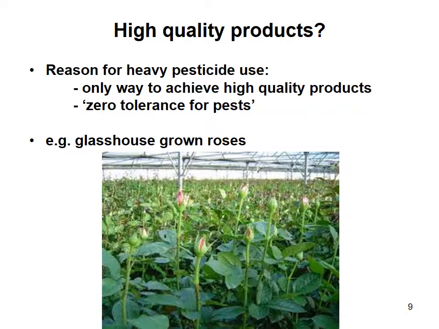Can you achieve high quality products utilising IPM? The reason for heavy pesticide use is that it's the only way to achieve high quality products. So the inference here is that IPM, which allows living organisms to live in the crop, can't achieve this type of outcome. Let's look at the example of glasshouse grown roses.